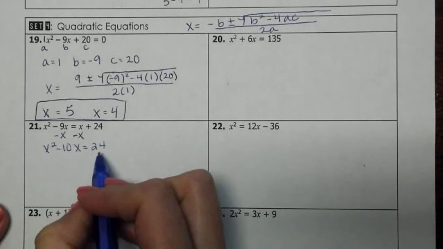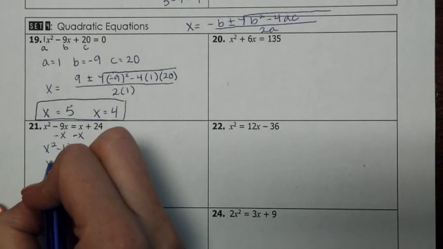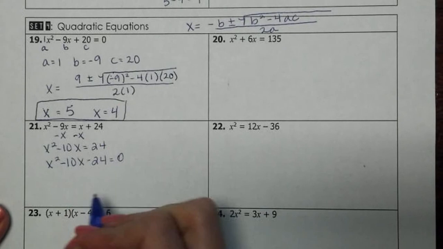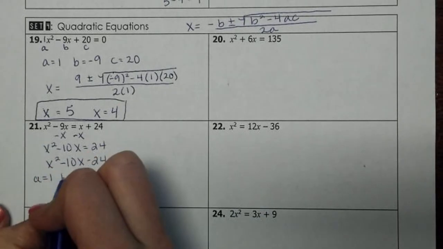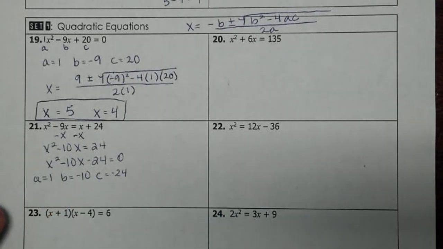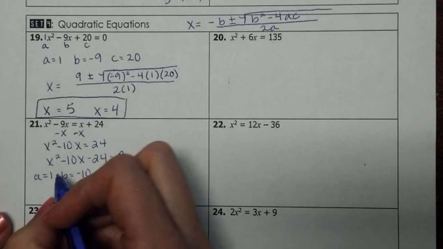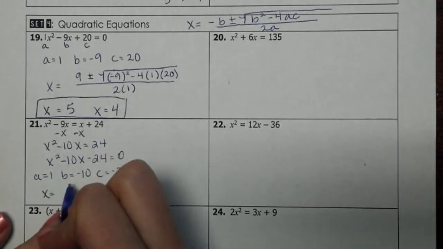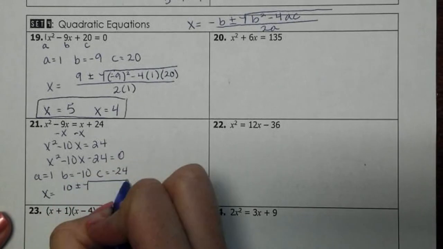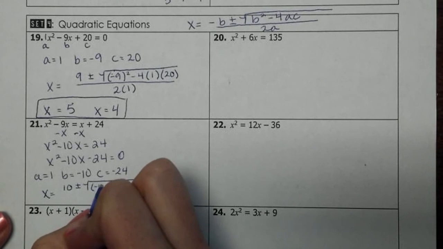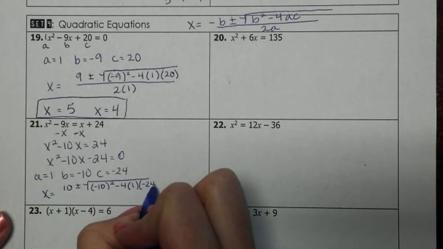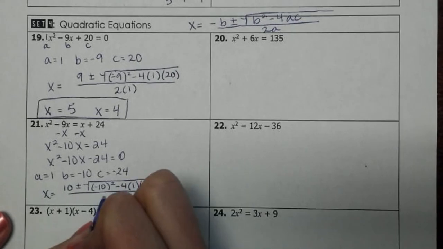And then I also want to move the 24 over by subtracting it. So I'd have x squared minus 10x minus 24 equals 0. Where a is 1, b is negative 10, and c is negative 24. So we're going to plug it into our quadratic formula now. So x is going to equal a negative b, so a positive 10, plus or minus the square root of negative 10 squared minus 4 times a times c, all over 2 times a.